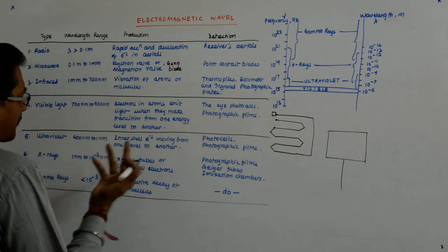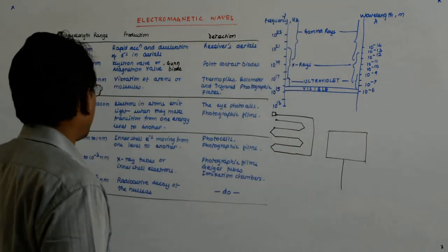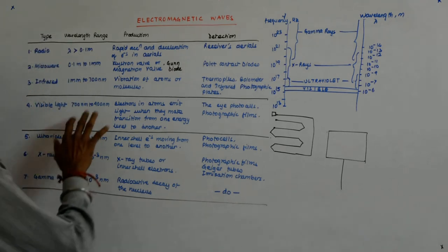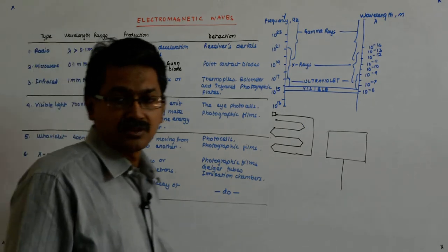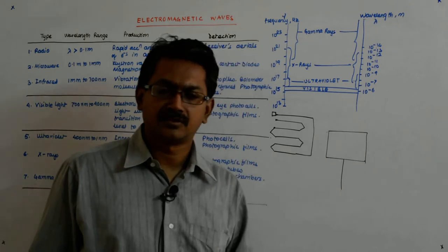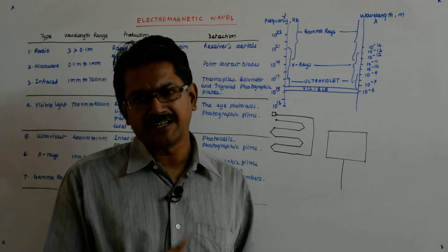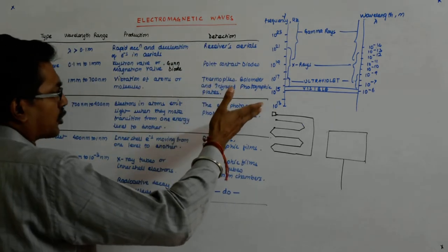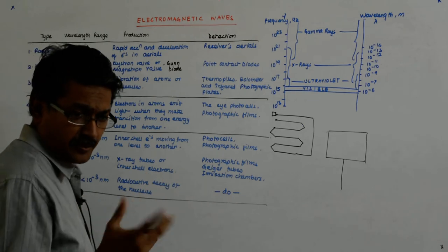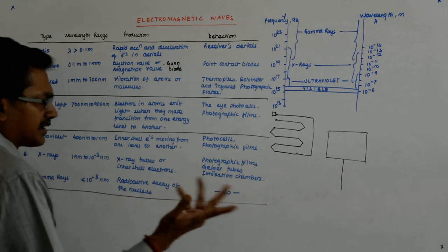Visible light, we know what we are seeing is 700 nanometer to 400 nanometer, a very, very small band amongst all this spectrum, and it's produced by electrons in atoms that emit light when they make transition from one energy level to the other. You must have seen the Balmer series in hydrogen atom, right? And that's why it was the first to be detected, because it fell in the visible region, right? Our eye photocells are such that they respond to the light that we see, and photographic films, obviously.